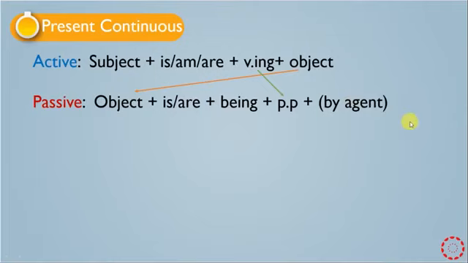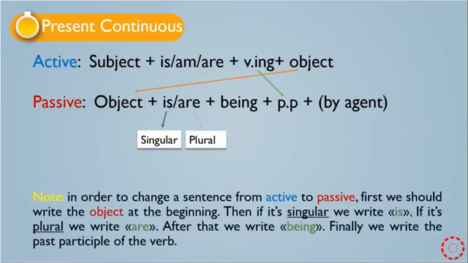As I told you, after the object we have is or are. We use is for the singular objects and are for the plural ones. This is what we talked about. Here we have the description or an explanation about it. How can we change the active form to the passive form in present continuous?